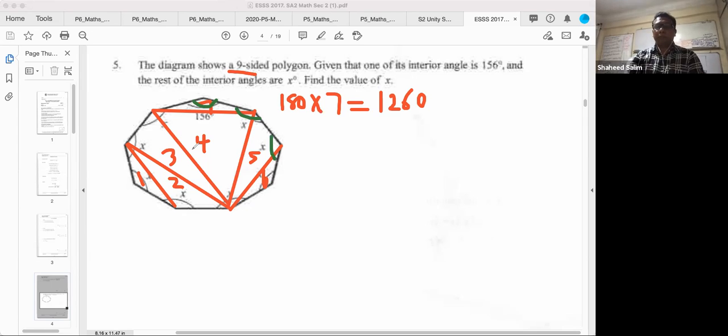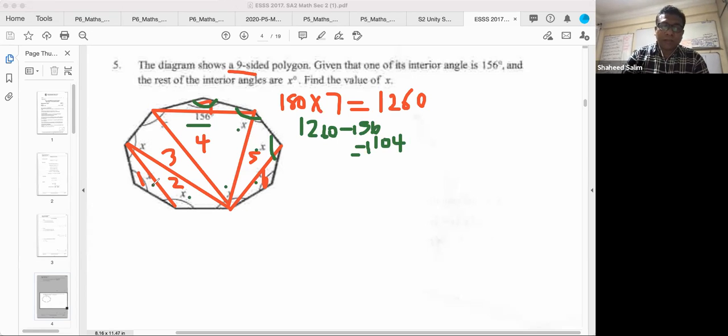That's the sum. So now what are you going to do? We minus the 156, because this is the only angle given, 156. So 1260 minus 156, and then you will get 1104. So what is 1104 equal to? 1x, 2x, 3x, 4x, 5x, 6x, 7x, 8x. 8x equals 1104, and find what x is. 1104 divided by 8, you get 138.